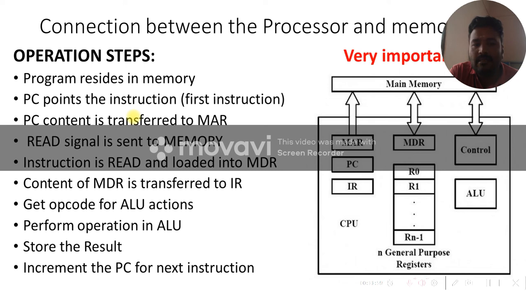Next, the content of MDR. We are to process that particular content, right? So the content of MDR is transferred to the instruction register. We already know that the instruction register holds the current instruction being executed. Next, we get the opcode for the ALU, that is the arithmetic and logical unit. It will decide which kind of operation it should perform, whether it is addition, subtraction, multiplication, movement of data, or some kind of data communication instruction or signal.